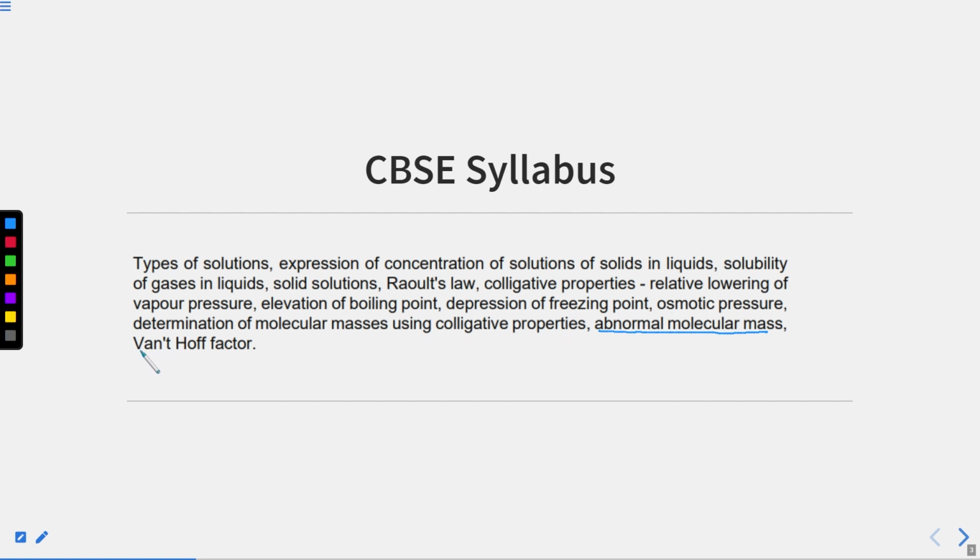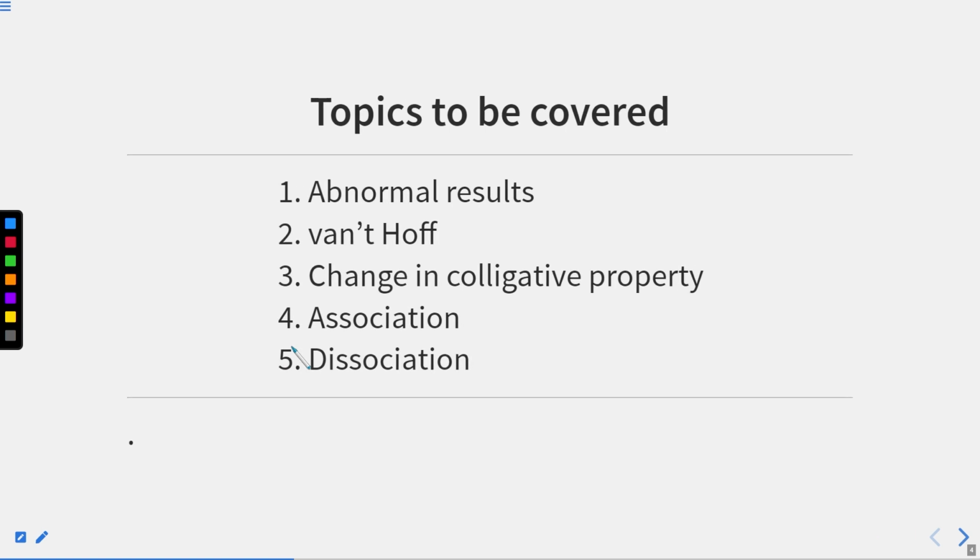Then we will quantify it with the help of a factor introduced by van't Hoff, abbreviated as i, called the van't Hoff factor. Let us start moving. First we will see the result of this abnormal mass. Second, we'll see what the van't Hoff factor is and what the effect of its introduction is on the colligative property. Again, we will see this effect in two ways: first is association and the second is dissociation. So let us start today's lecture.